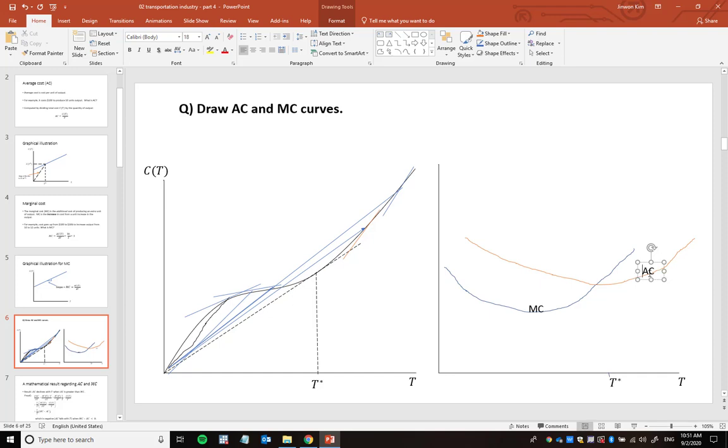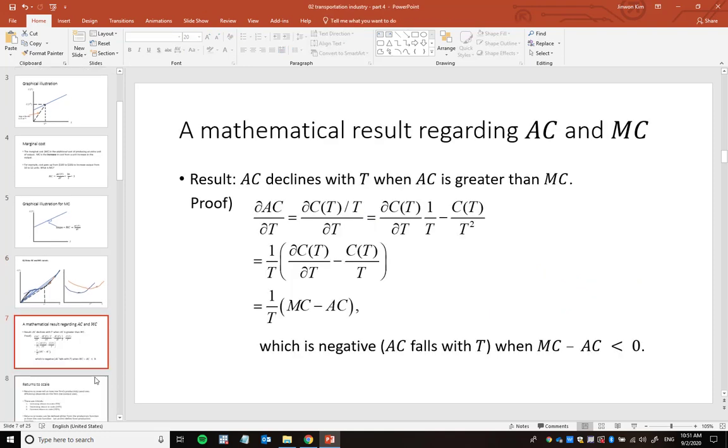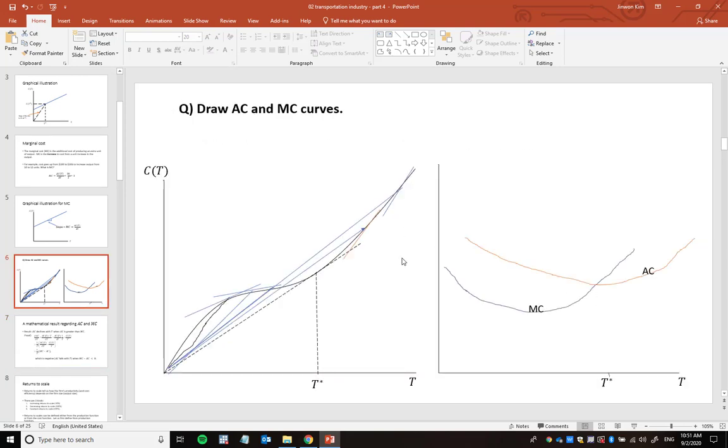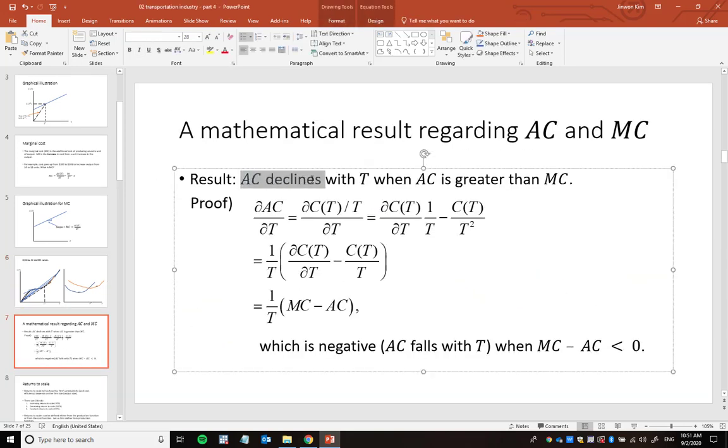So before T star, marginal cost is smaller. However, at T star these curves intersect, and after T star, marginal cost is larger than average cost. So that's the average cost curve and marginal cost curve. One thing that we can see from this situation is that the average cost curve declines with T when average cost is greater than MC. Let's look at this graph here.